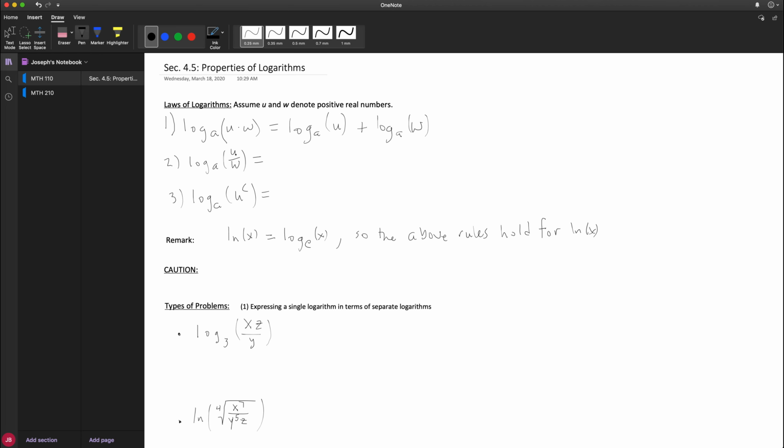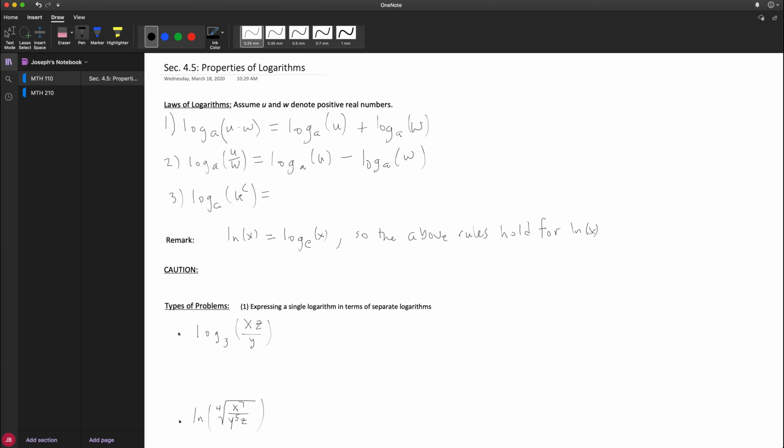Here, division within a logarithm, well, if multiplication corresponded to addition outside the logarithm, then division within a logarithm will correspond to subtraction outside the logarithms. And here the order matters. Notice it's u over w, so it'll be log base a of u minus log base a of w.